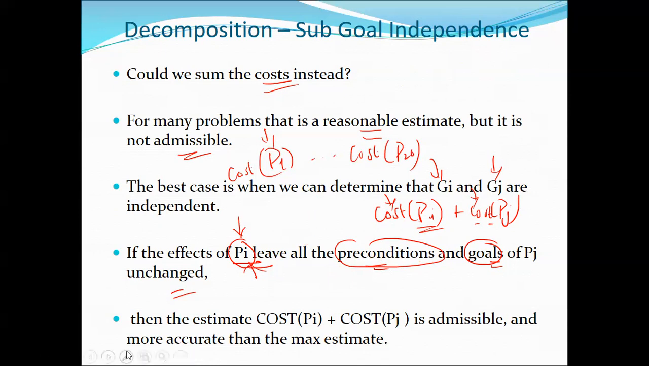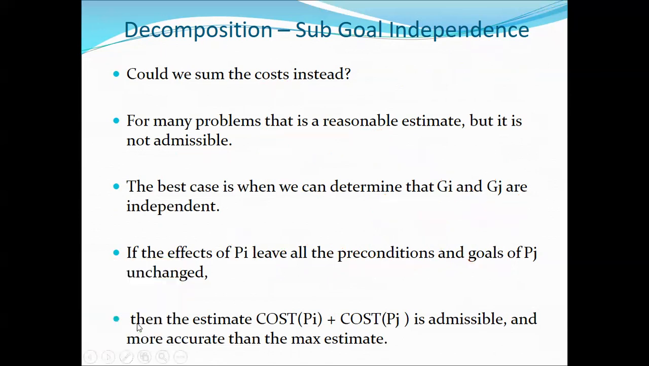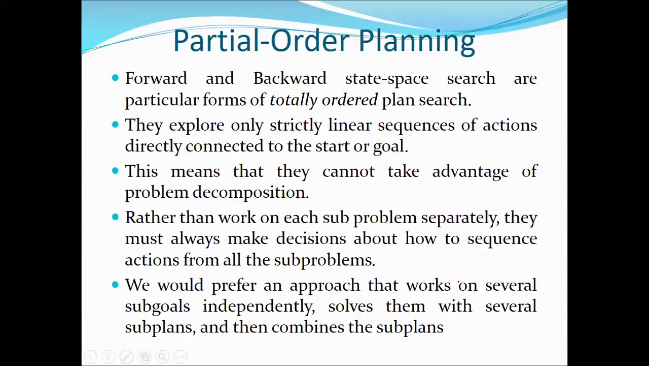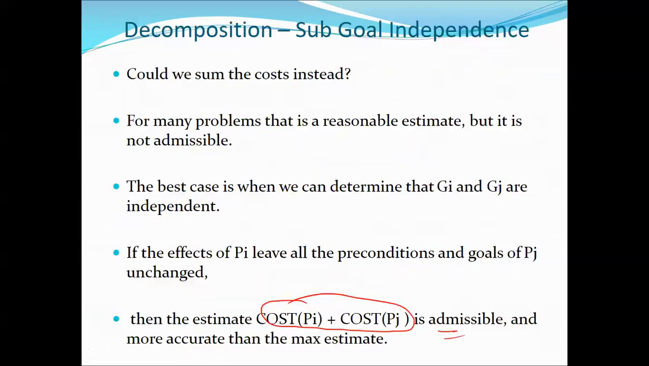If that is the case, they can be added, right? So you identify all such Pi and add them, then that will be a good heuristic, and also it will be admissible. So that's the whole point. So these are the two ways in which a heuristic can be identified.